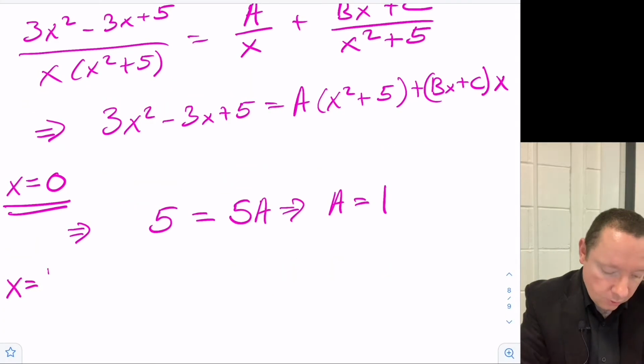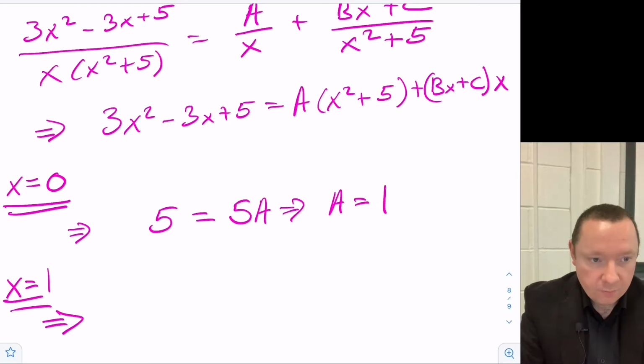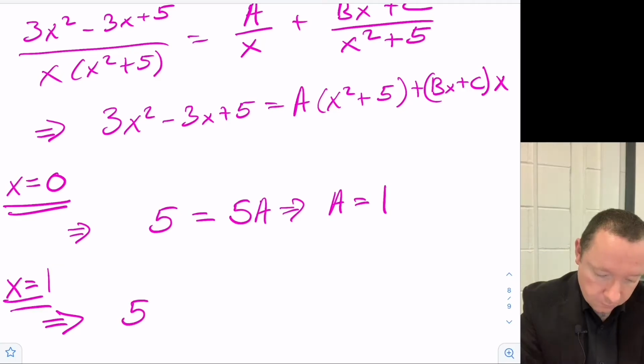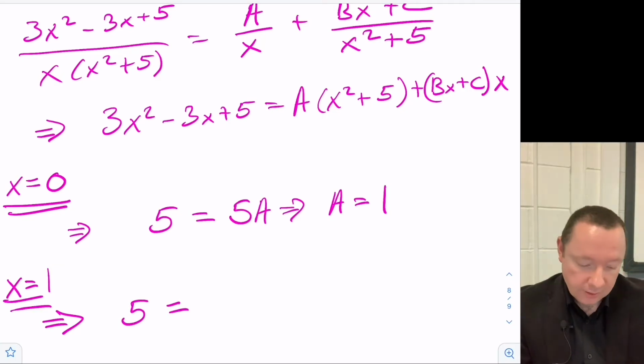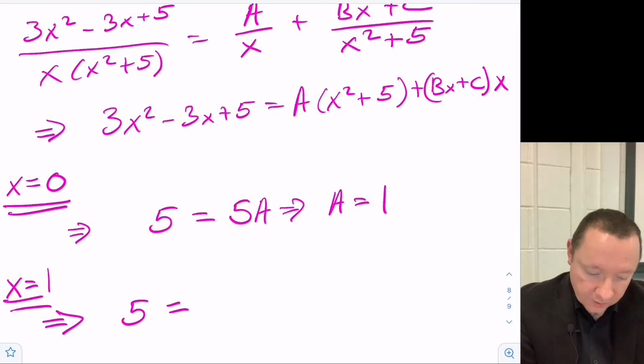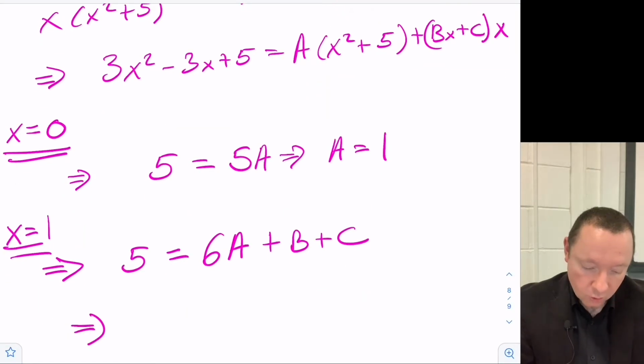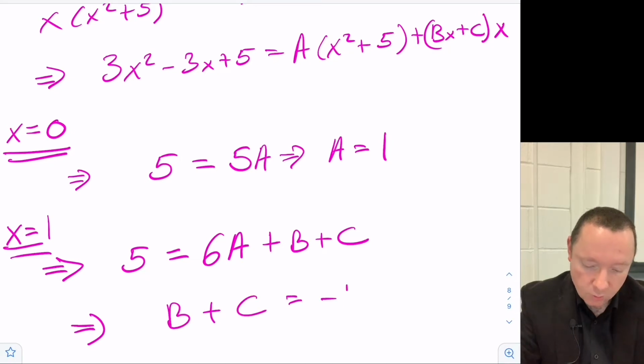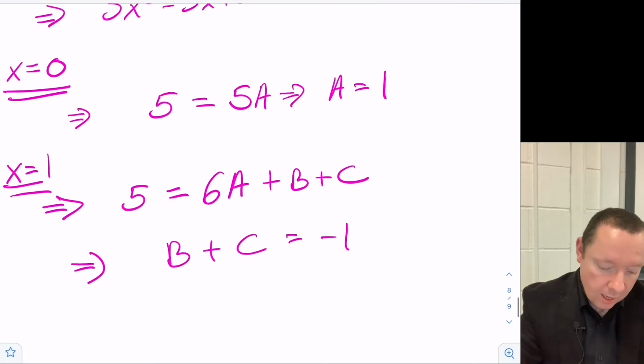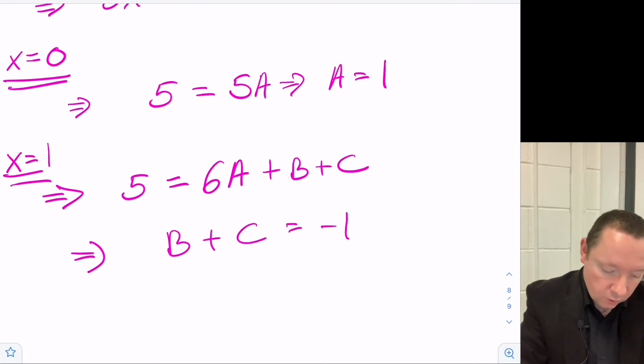Okay, let's do x equal to 1. That implies on the left we get 5 again. And on the right hand side we get 1 plus 5 is 6, so 6A, plus B plus C. But we already know that A equals 1, so that means B plus C just equals minus 1. And then we need to find another one, so let's try x equal 2 this time.